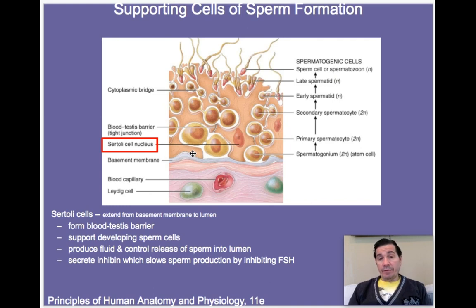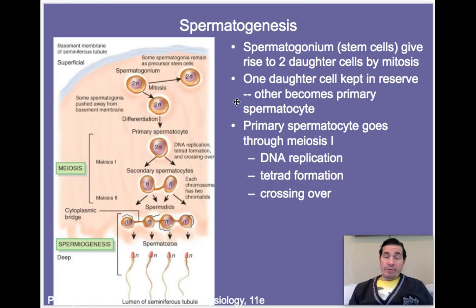And so when we're looking at the seminiferous tubules, this is another image that shows you that same imagery. Okay? We also see this. This is another image of spermatogenesis. Now, spermatogenesis is the process of meiosis that's happening in the seminiferous tubules. That's all it is.